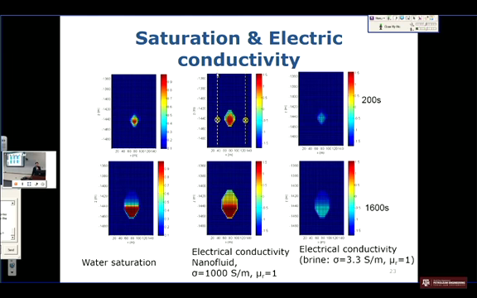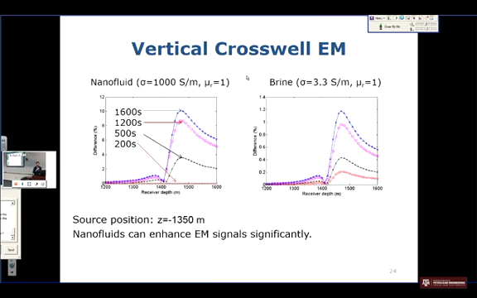And then we test two cases, a vertical crosswell electromagnetic simulation and a horizontal well EM simulation. The left line is for the source, and the right line is for the receiver. First, we will look at the vertical crosswell EM simulation. The horizontal axis is depth, and the vertical axis is the difference of the EM response compared to the background.